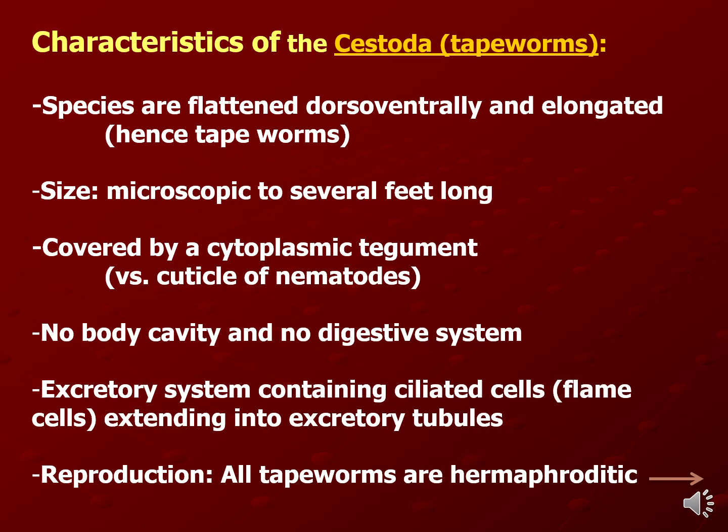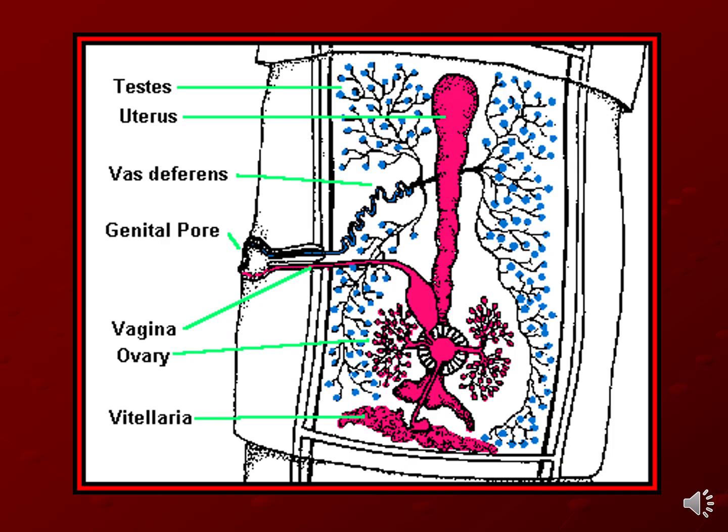They have got no body cavity and no digestive system, hence they absorb their nutrients from the surrounding lumen of the intestine. Excretory system containing ciliated cells referred to as flame cells extending into excretory tubules. So they have got a rudimentary excretory system. And reproduction, all tapeworms are hermaphroditic. And what this means is that every worm, and here every segment of the tapeworm, has the characteristic sex organelles which you can read in this slide.